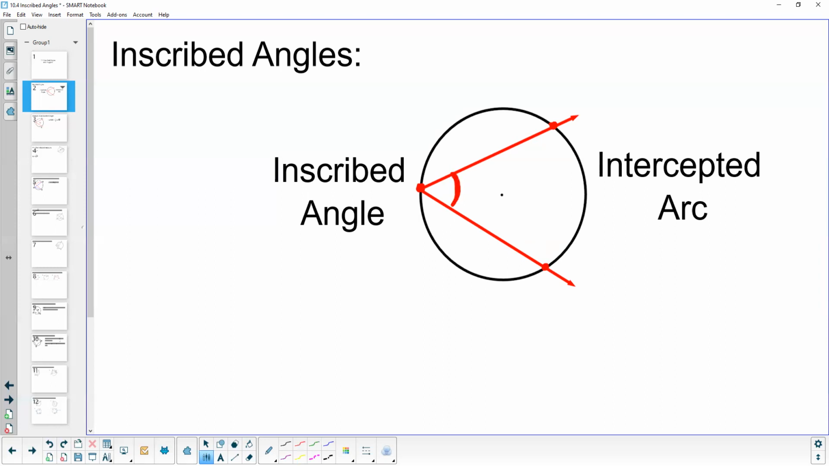And then what that creates is actually something called an intercepted arc. And the intercepted arc is that arc between the two rays on our angle here. So in this case, it's going to be this arc right here. And so what we're going to do in this video is explore some of the relationships between the inscribed angles and some of the arcs and see how they're related to one another. So let's take a look at this first example here.